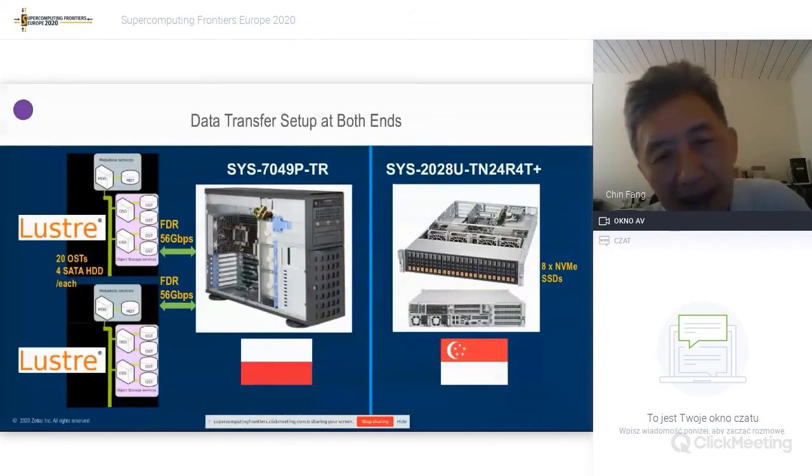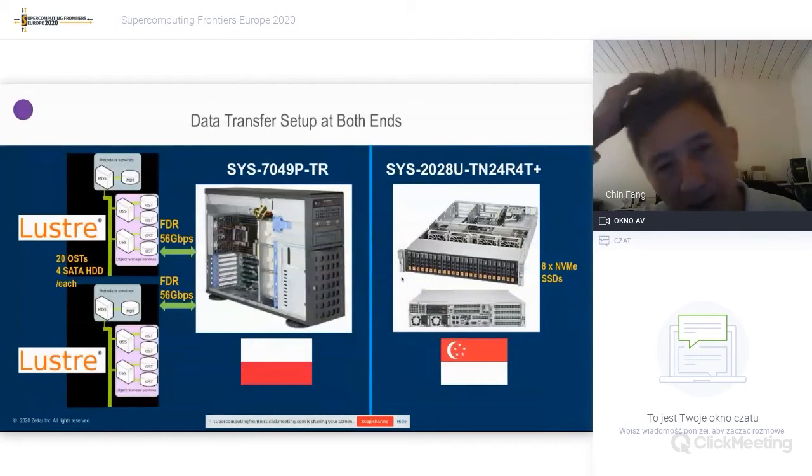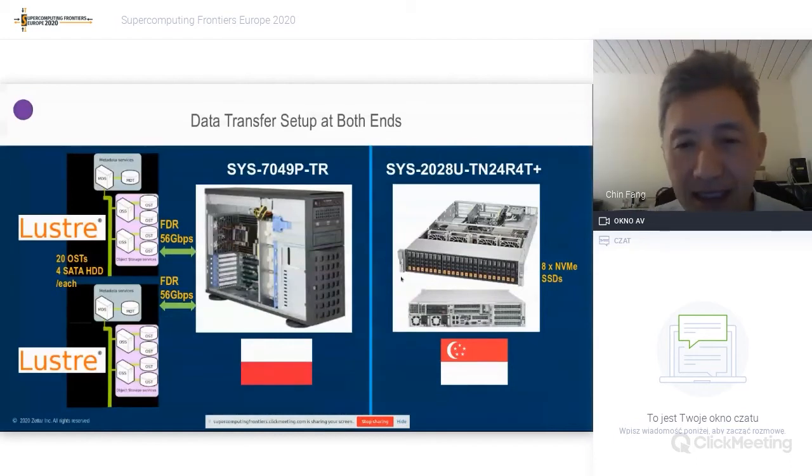So what we wanted to achieve, of course, was higher than the FDR's 56 Gbps, while also living under the bandwidth constraint set by the operator, that's 80 Gbps. So how are we going to ensure all is well?